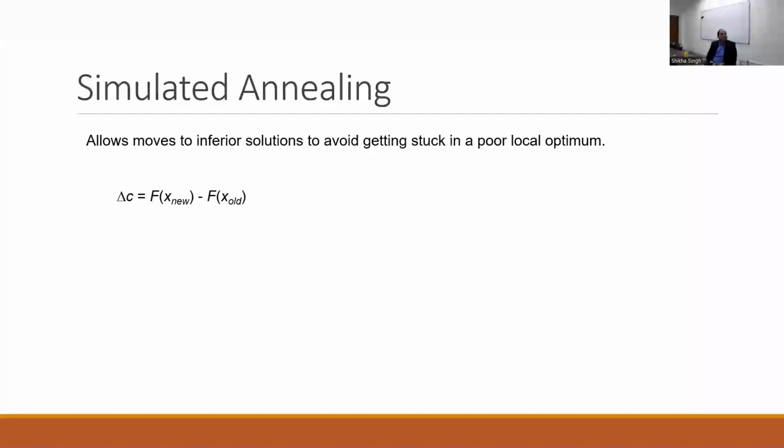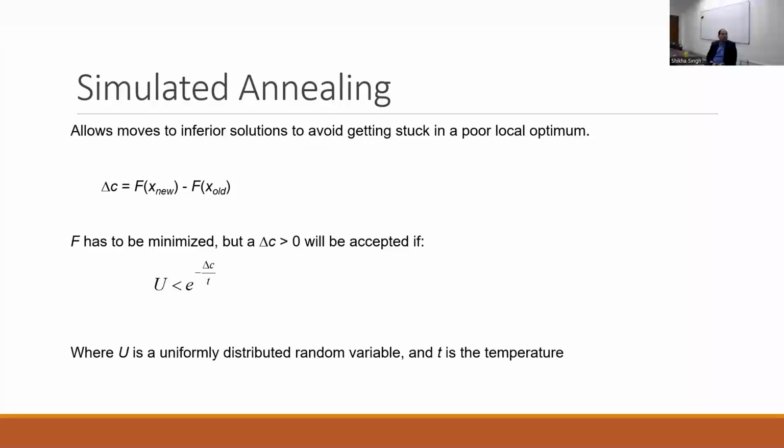So let's say delta C is the objective function value difference between new and old. F has to be minimized, but delta C greater than 0 will be accepted if this condition is true, right? So on the left-hand side, we have a uniformly distributed random variable and T is the temperature. So what does delta C stand for here? The difference between the objective function value of the old solution and the new solution.